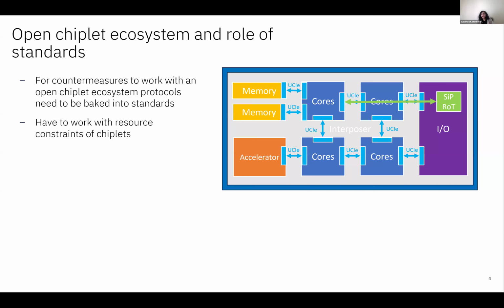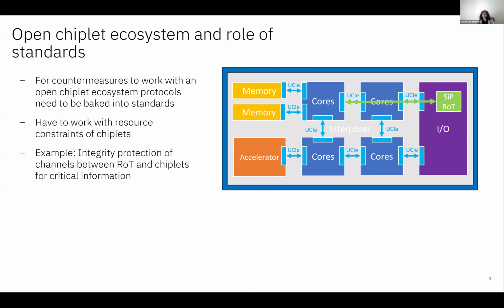And one more aspect is that we have to remember that it's not just important to come up with solutions, but those solutions have to work with the resource constraints of chiplets, right? For example, say you have the central root of trust sitting on one chiplet. How does this central root of trust talk to the other chiplets? It seems like a very simple solution, but in order to ensure that the channel between the root of trust and the chiplet is integrity protected, you need to ensure that standards like UCIe support these protocols from very early on in the stage.